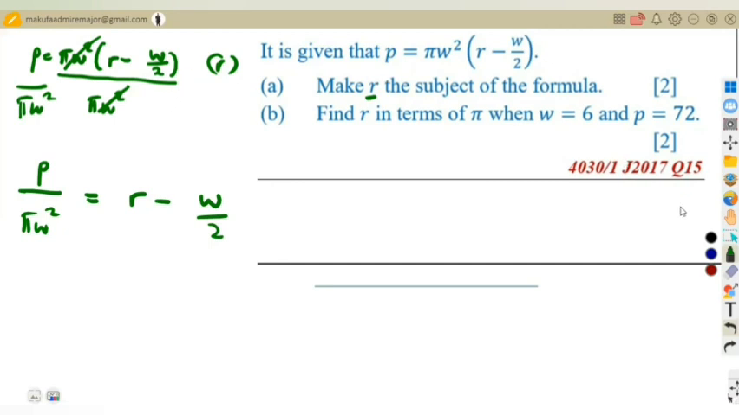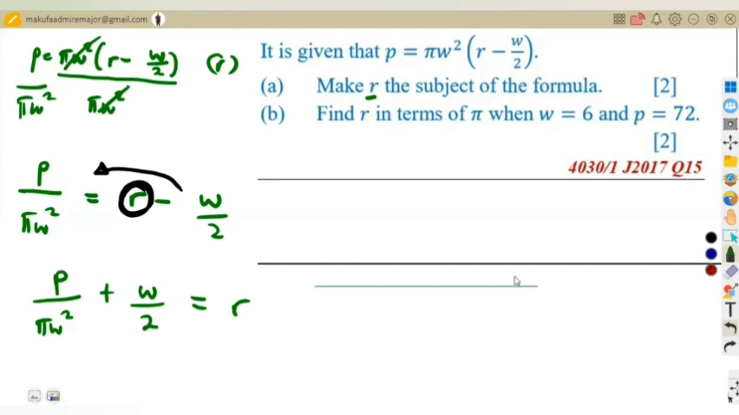What we are supposed to make the subject in this case is r. So we can simply take this term, because this is the only term that has got r. This part here does not contain r. So you can transpose this, it becomes a negative this side. So we remain with p over pi w squared plus w over 2, which is equal to r. So as you can see, we are left with r as the subject. Therefore, you can conclude that r is equal to p over pi w squared plus w over 2. That is what we can work with, simpler like that.